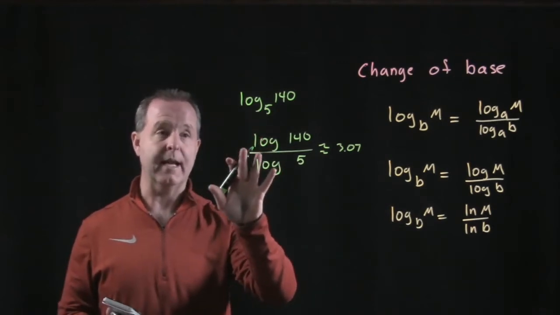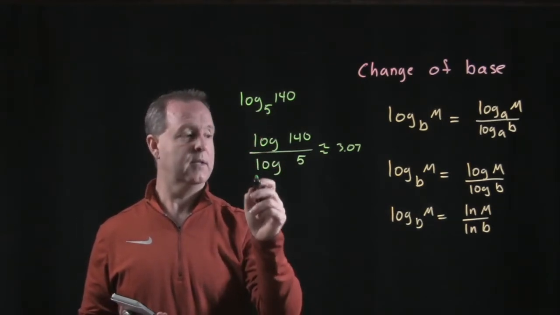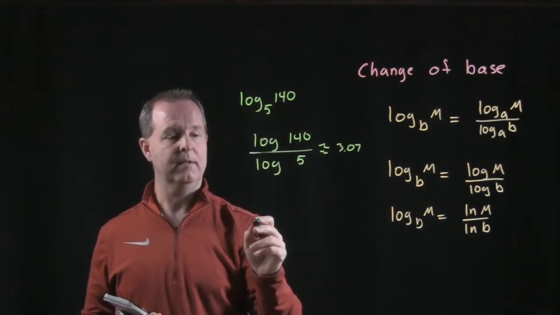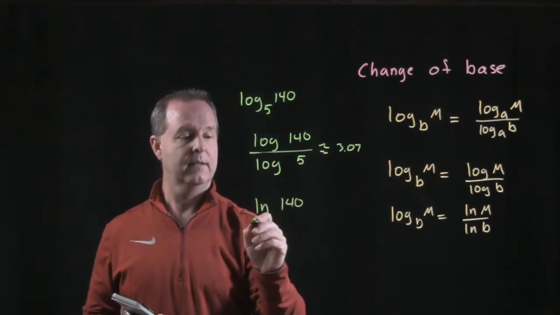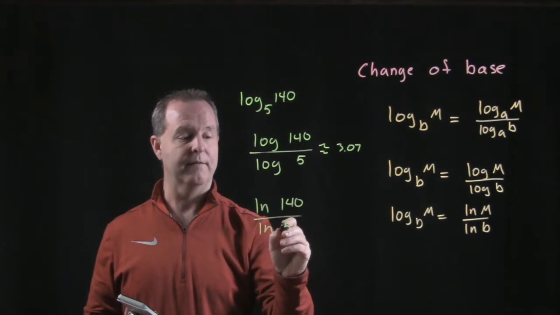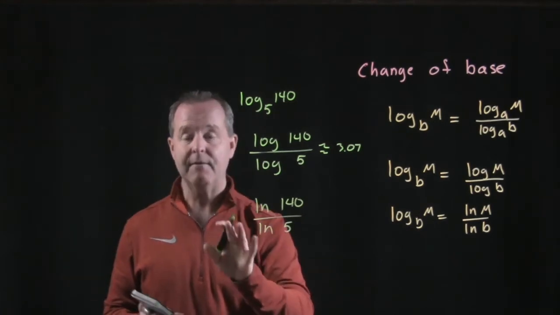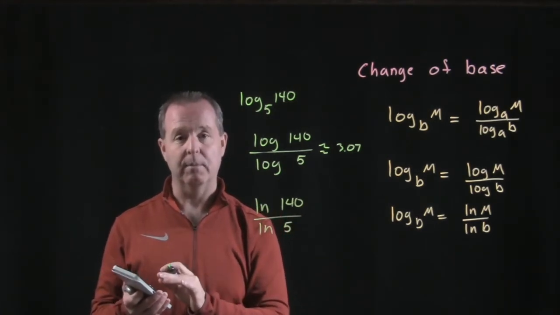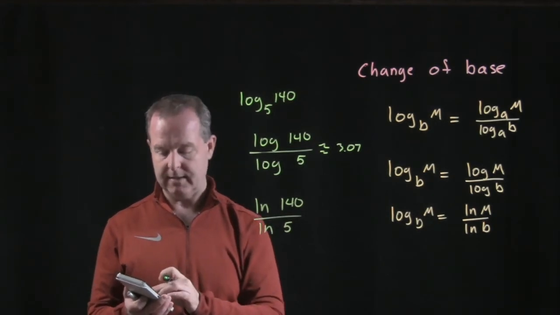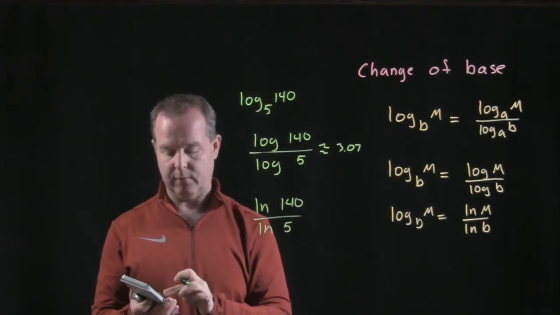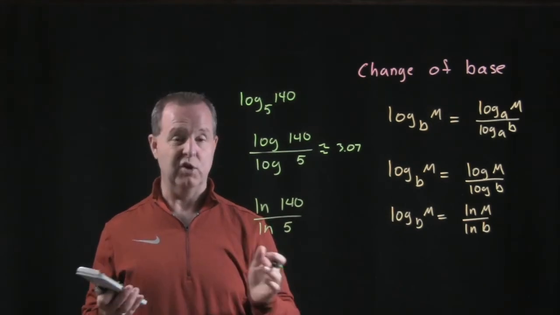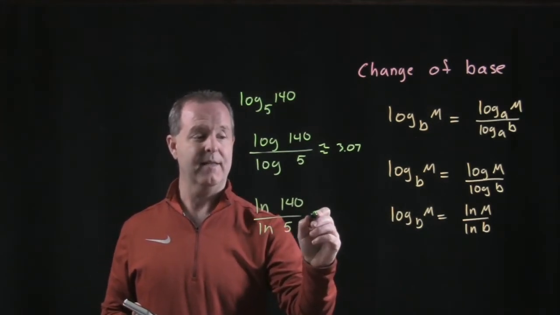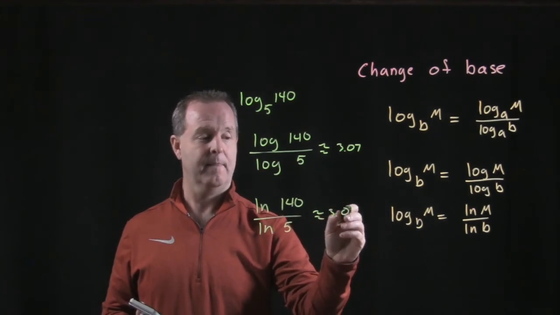We can also do the same thing with the natural logs as well. Look at this one, same number. We can write it as the natural log of 140 divided by the natural log of 5, because again, we have the natural log key on our calculators here. So what is the natural log of 140 divided by the natural log of 5? Would you be surprised to say that it's the same thing?